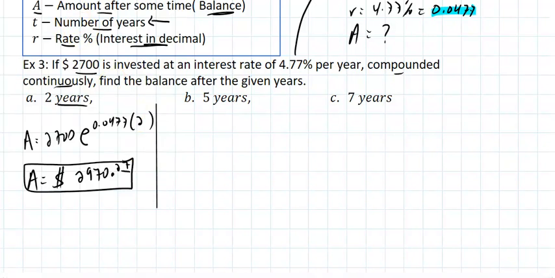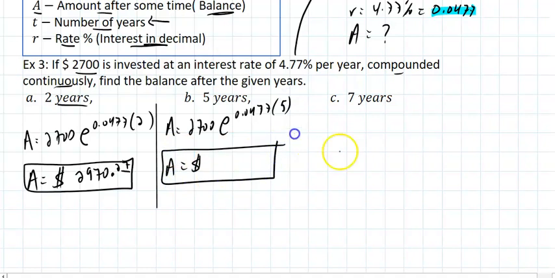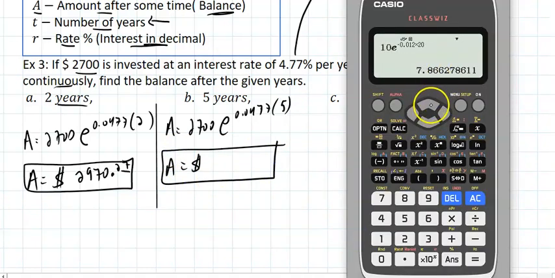What if I leave the money in for 5 years? What would change? 2,700, the same formula, nothing changes. The only thing that's going to change is this will be a 5. If I have a scientific calculator, then all I have to do is go back, and delete that and put a 5 instead. There it is.